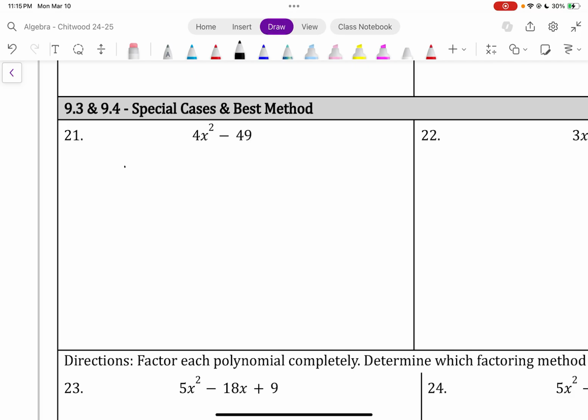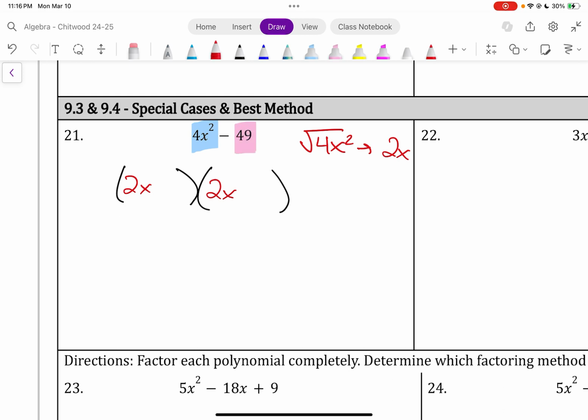I'm going to end up with 2 binomials when it's a DOTS problem. I want to start by taking the square root of the first term, the square root of 4x squared. That is going to give me 2x. So I'm going to write a 2x here and a 2x here. Then I'm going to take the square root of the second number. Square root of 49 is going to give me 7. I'm going to write a 7 here and a 7 here.